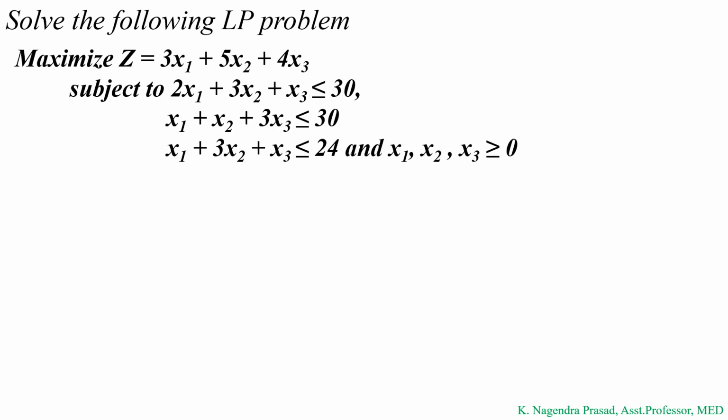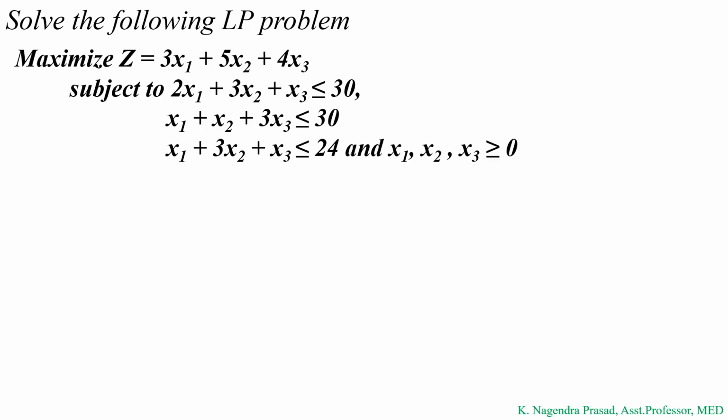In the present lecture, we will discuss how to solve the linear programming problem by the simplex method. Let's see the problem. Solve the following LP problem. Maximize z equal to 3x1 plus 5x2 plus 4x3 subject to 2x1 plus 3x2 plus x3 less than or equal to 30, x1 plus x2 plus 3x3 less than or equal to 30, x1 plus 3x2 plus x3 less than or equal to 24, and x1, x2, x3 greater than or equal to 0.